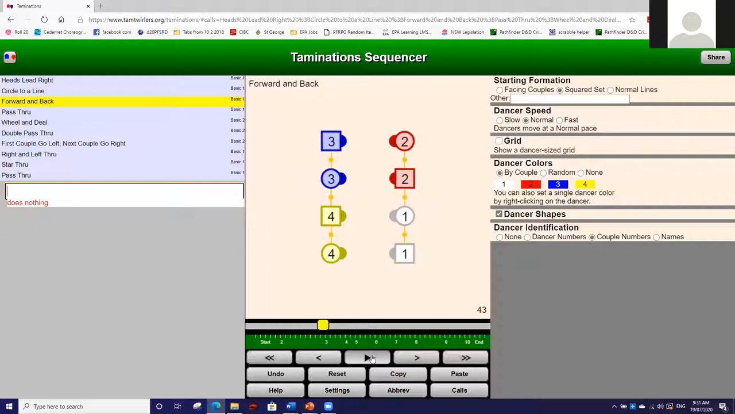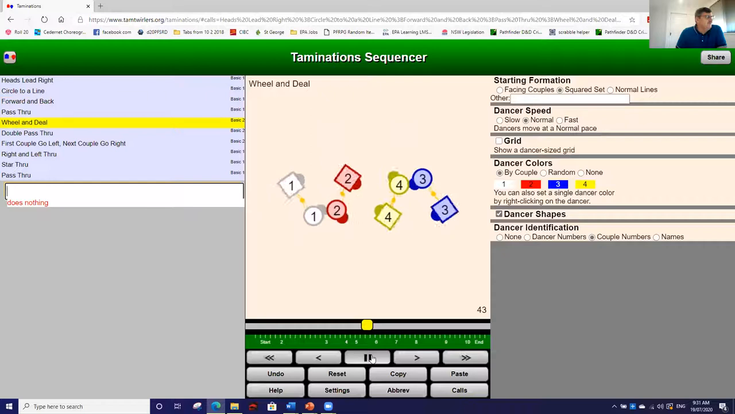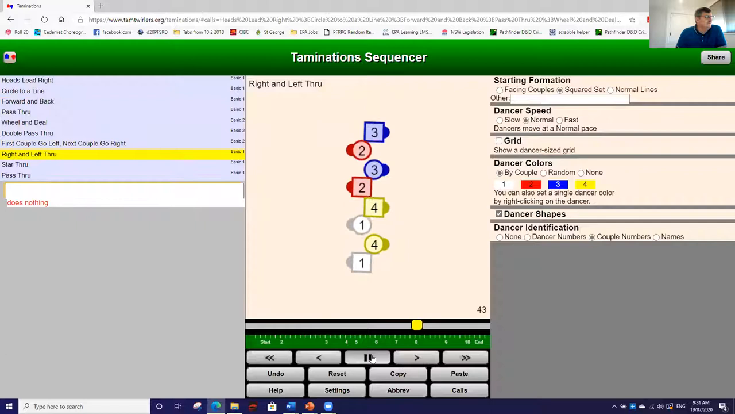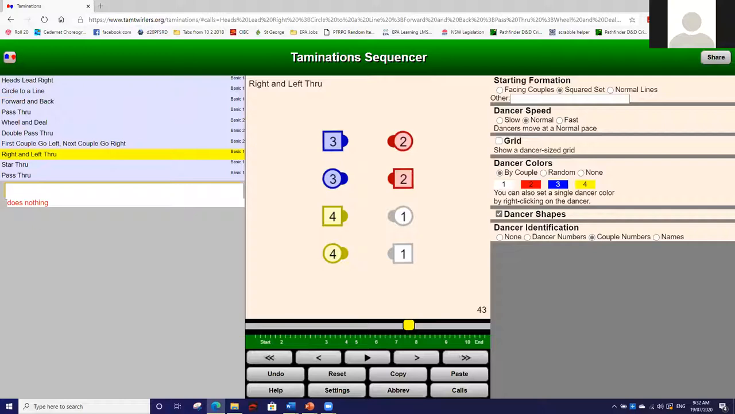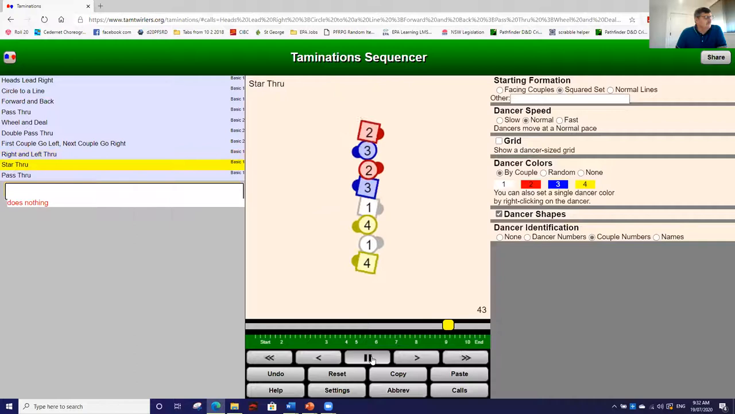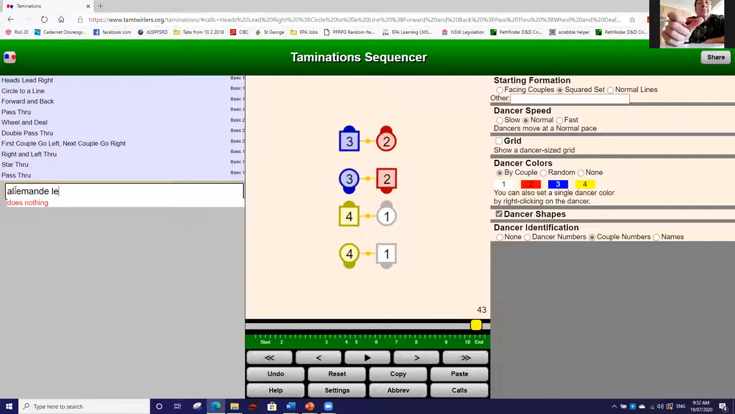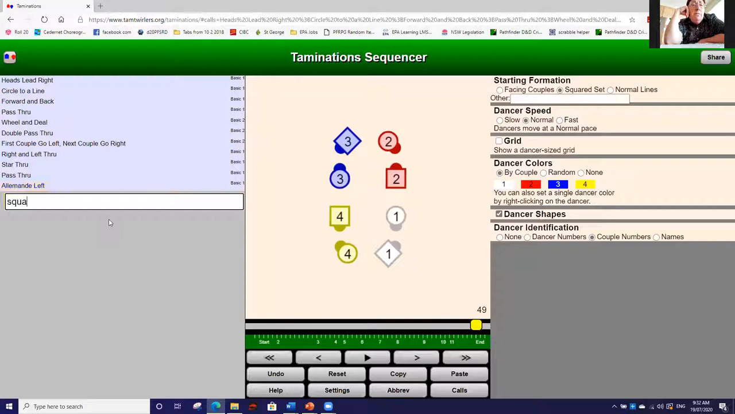Forward and back. Pass through. Wheel and deal. Double pass through. First go left, next go right. Are we back to a partner line? We're back to partner line. Okay. And what about the rest of it? Right and left through, star through, pass through. Elements left. Resolution. Promenade.